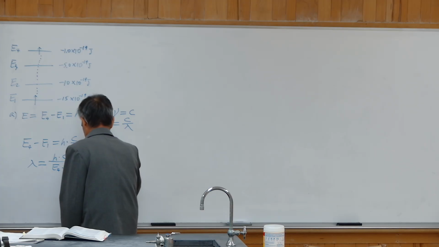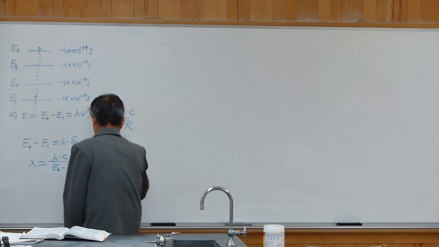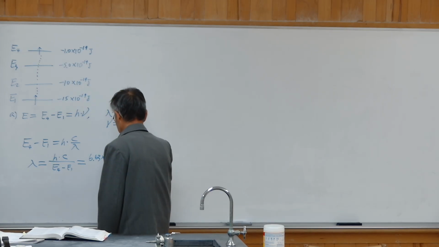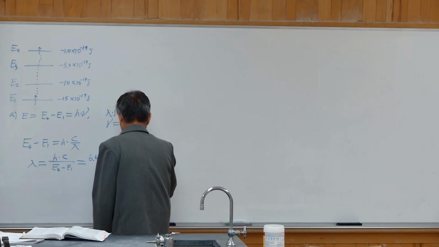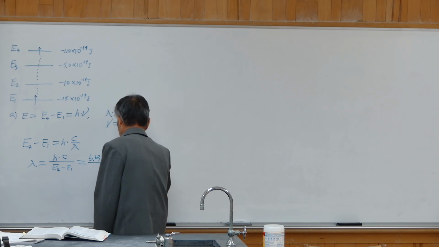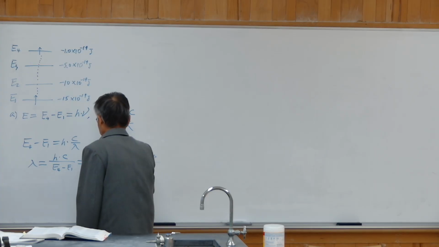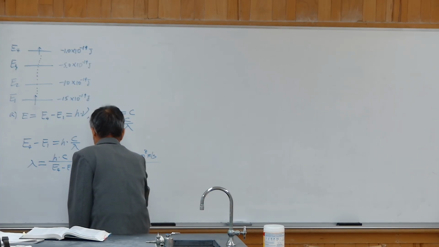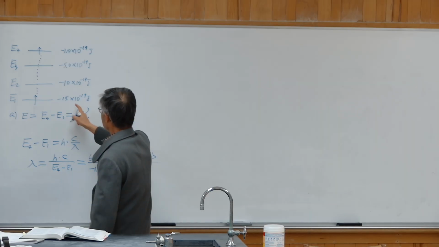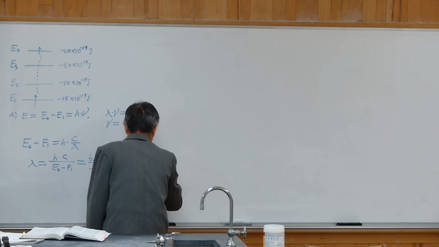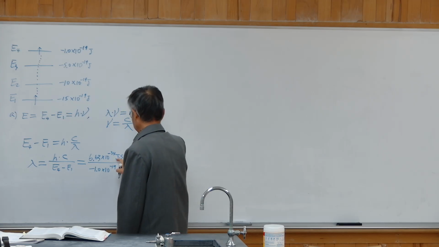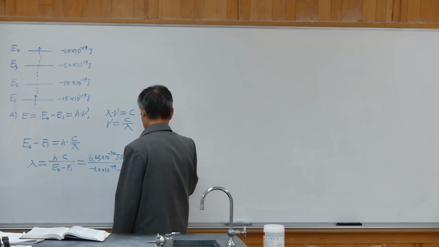H is the Planck constant, the value is 6.63 times 10 to the negative 34th power joule second. C is light speed, 3 times 10 to the 8th power meter per second. E4 is negative 1 times 10 to the negative 19. E1 is negative 15 times 10 to the negative 19. This is joule. So joule cancels this joule. Second cancels this per second. Your unit will be meter.